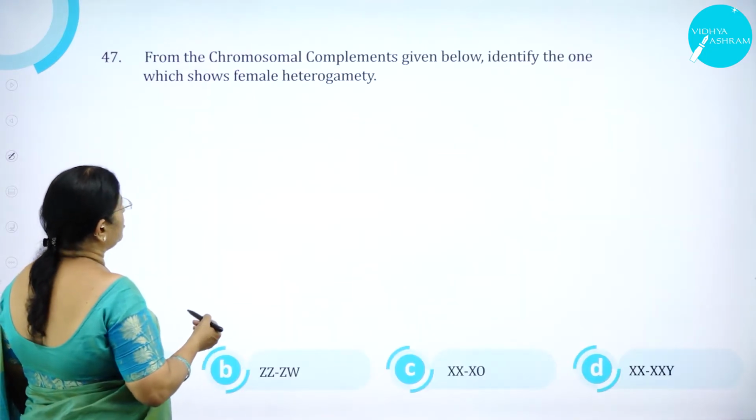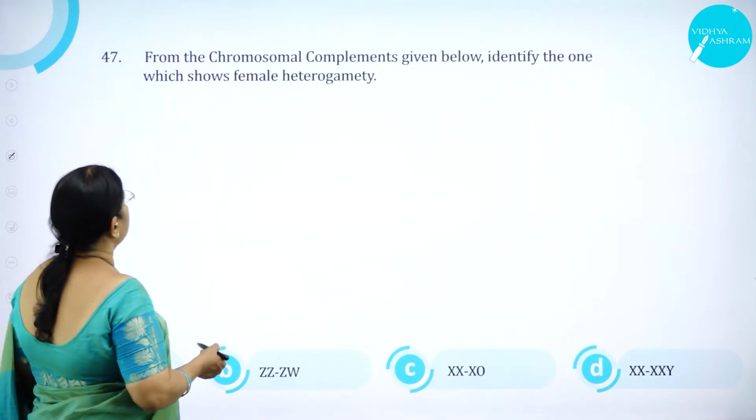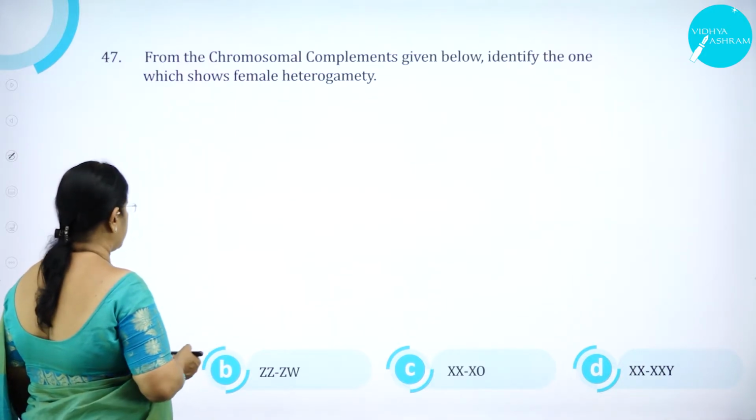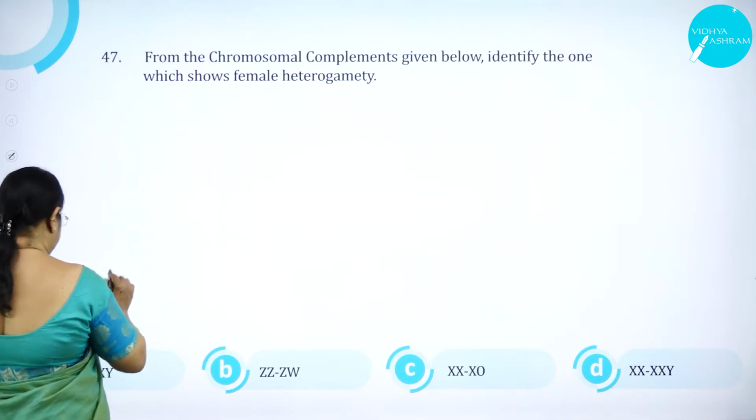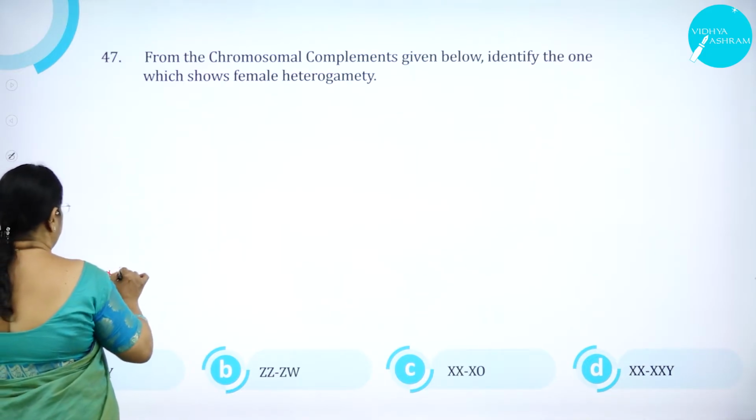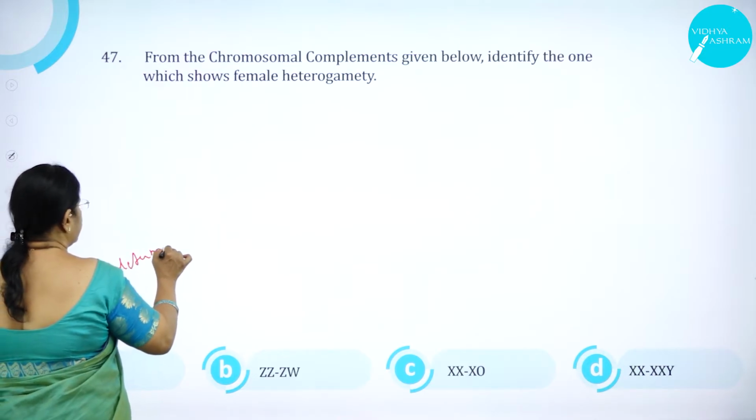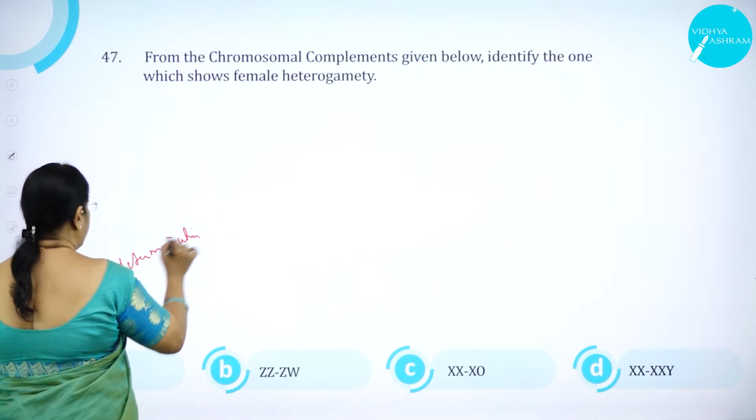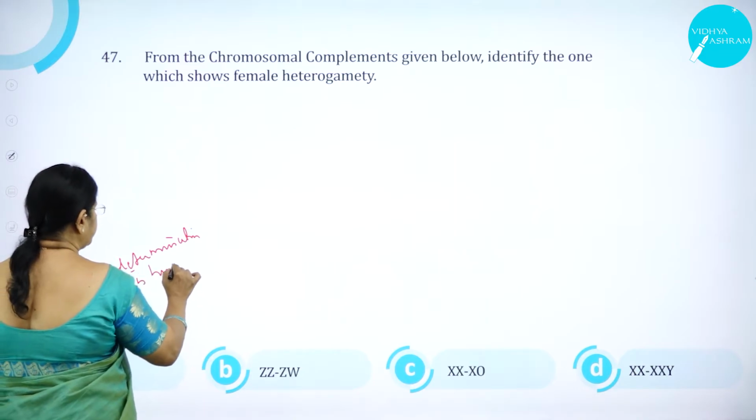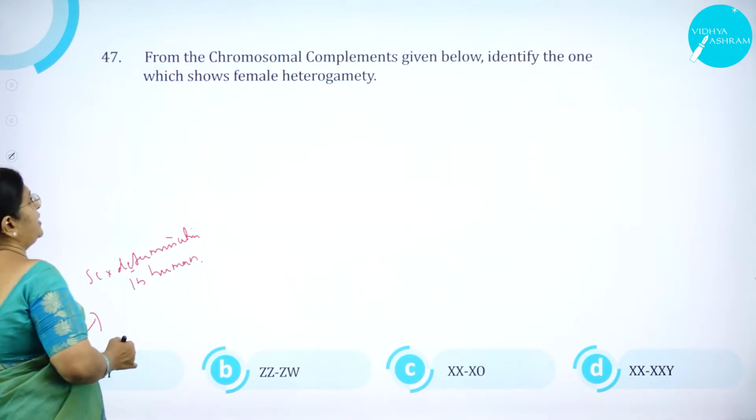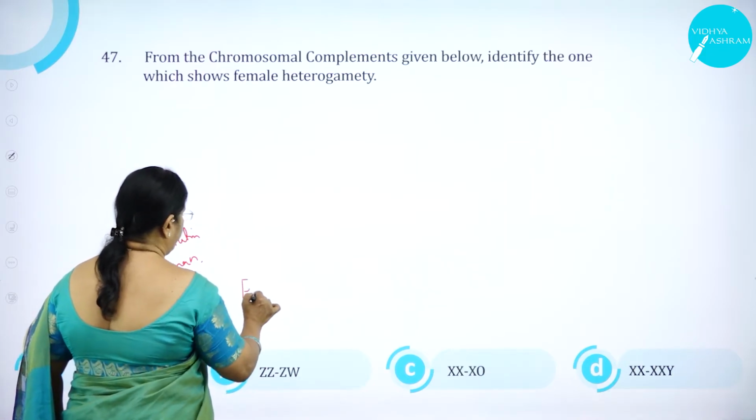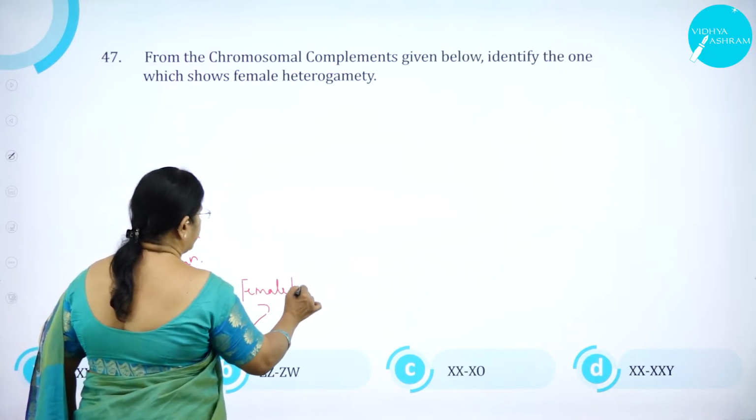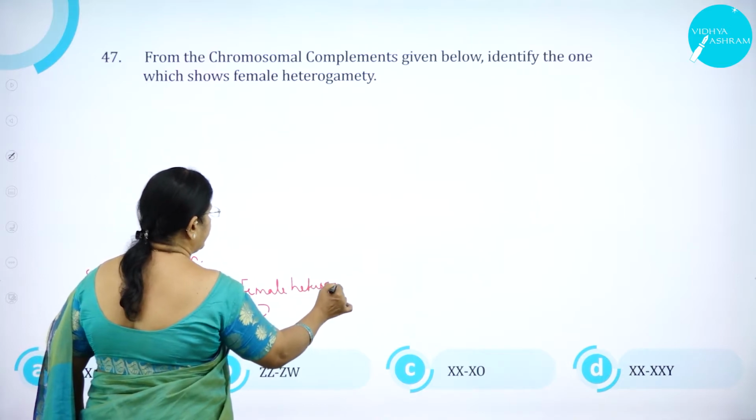Next, from the chromosomal complements given below, identify the one which shows female heterogamety. XX-XY is sex determination in humans. And female heterogamety is this one. Option B represents female heterogamety.